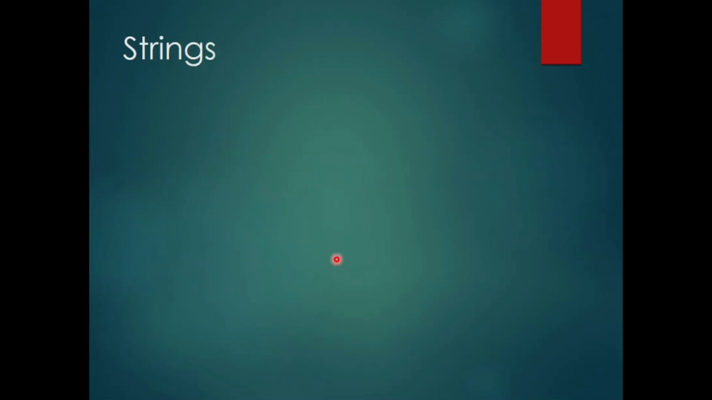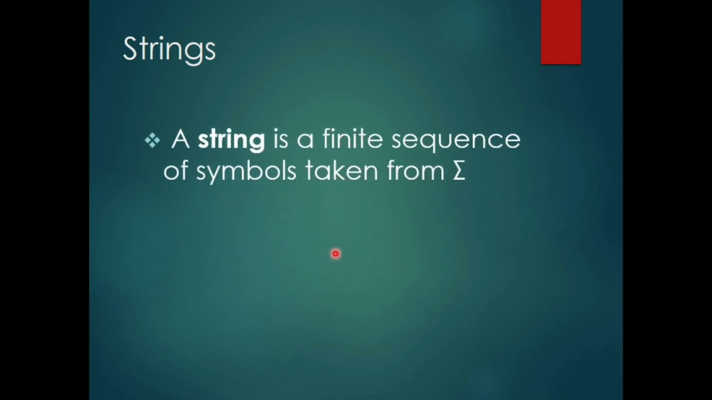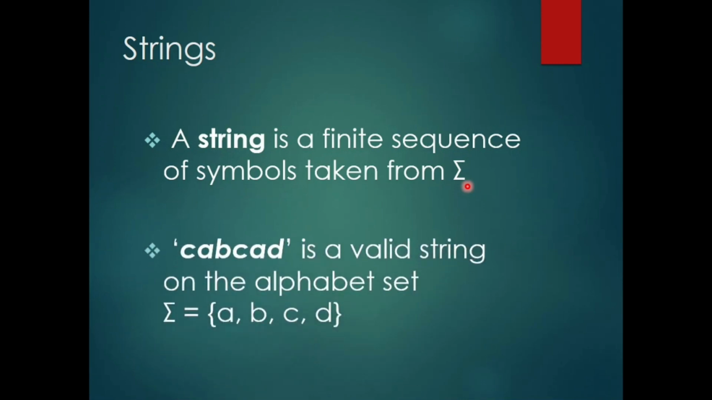Strings. So how can I define a string? A string is a finite sequence of symbols that is taken from the alphabet set which is defined. Example, CABCAD is a valid string on the alphabet set sigma, which consists of A, B, C, and D. So this CABCAD is a string which is made with the combination or sequence of the alphabet set given. So any sequence of characters which is made up of the alphabet set is a valid string.